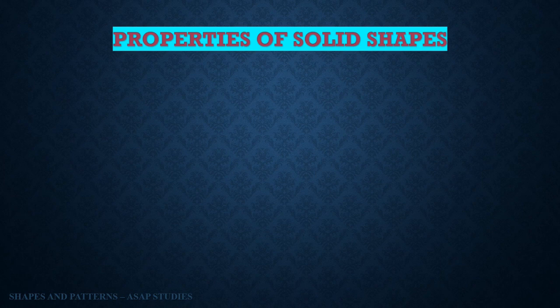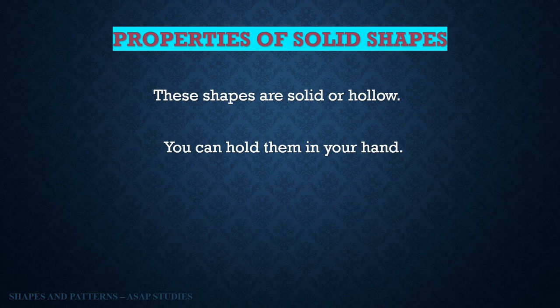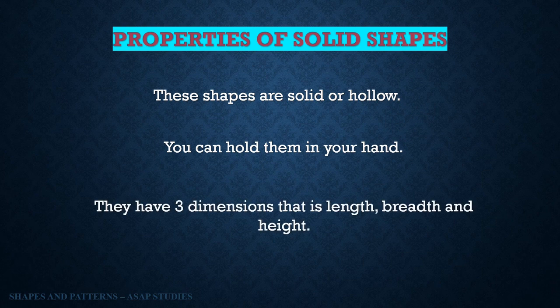Properties of solid shapes. These shapes are solid or hollow. You can hold them in your hand. They have three dimensions, that is length, breadth and height. Three dimensions, that is also known as 3D.